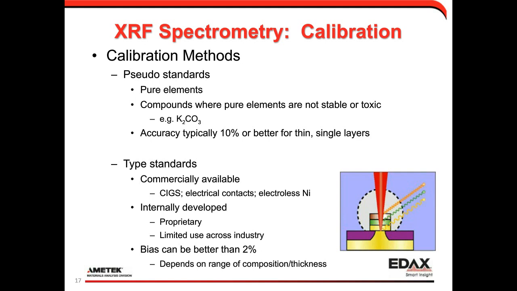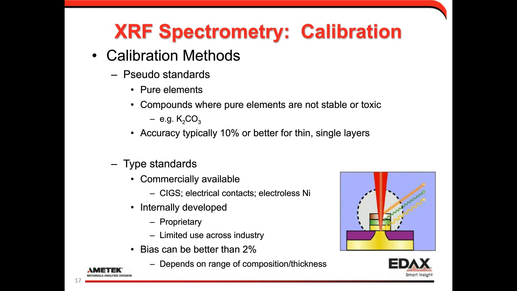And I tell the software, okay, this is a bulk material. Generate a calibration coefficient for me for that particular element. Or if a particular element isn't stable or it's toxic and nobody wants to handle it, you can also use compounds. As an example, we could use potassium carbonate to get a calibration coefficient for potassium. Now on typical single layer materials, maybe relatively thin, we can get accuracy using this type of method of 10% or better.